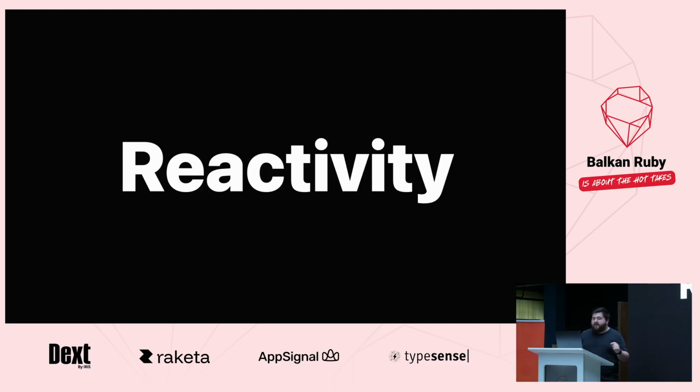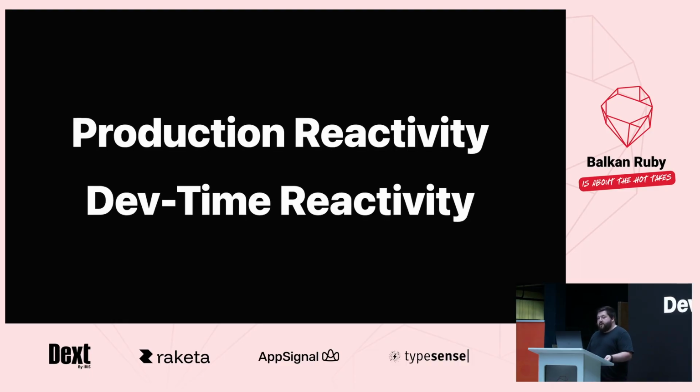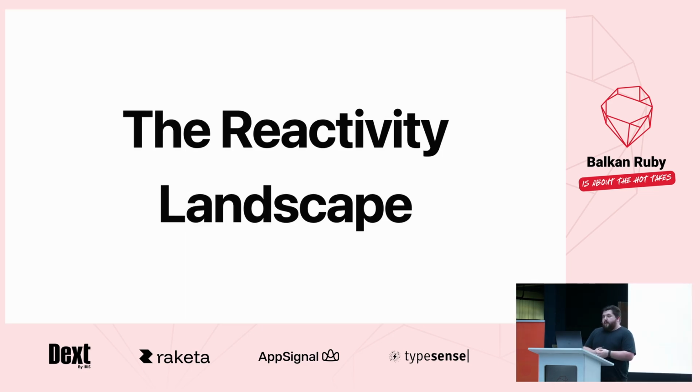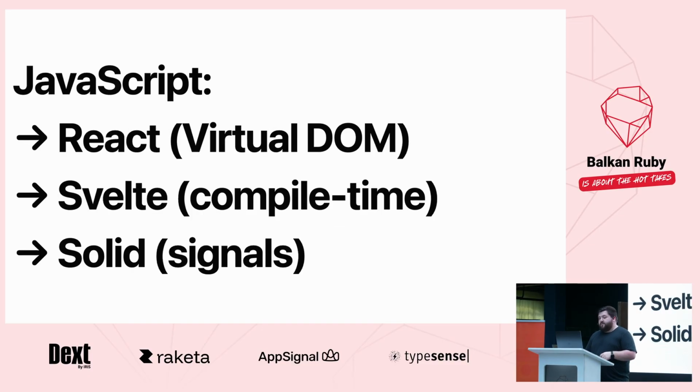And when I talk about reactivity, I want to talk about two different kinds of reactivity. One is production reactivity, the other one is dev time reactivity. So let's first start with production reactivity. Kind of every major ecosystem has tackled reactivity in some way or form. JavaScript has introduced virtual DOM diffing in React, which compares the whole tree. It only patches what changed, kind of similar to what we want in Rails.